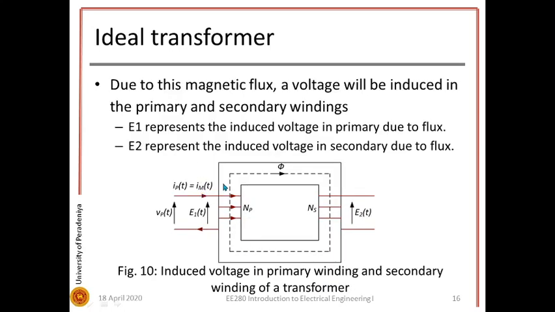Now when you have a flux flowing through the core, due to the varying flux, there will be a voltage induced in the primary as well as in the secondary. The voltage induced in the primary would depend on the number of turns in the primary winding, and the voltage induced in the secondary would depend on the number of turns in the secondary winding.